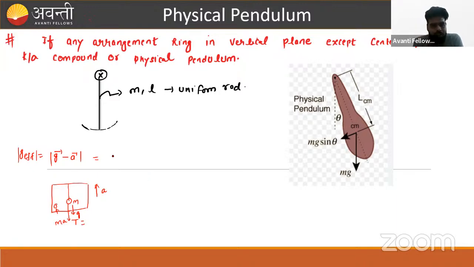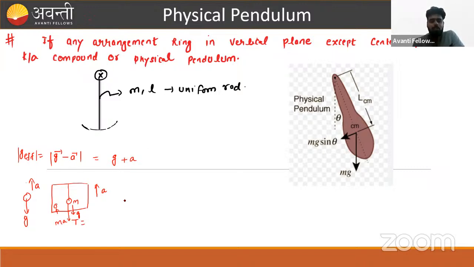So we can say that G is acting downward, acceleration is upward. So if acceleration is in the upward direction, then what is the direction of minus A? If this is in the upward direction and we subtract, this will become minus A, and minus A will become plus A. I hope this is clear, because it is clear from here that G is acting in the downward direction, acceleration of the frame is in the upward direction, then the angle between the two vectors is 180 degrees. Then what is the resultant? We can say that G minus A will become G plus A.